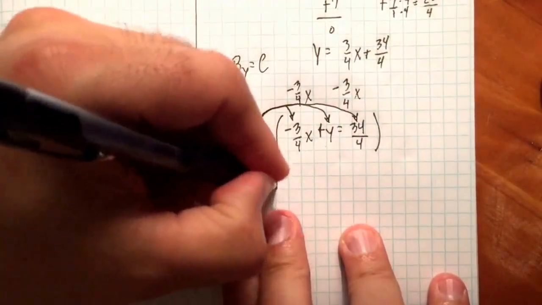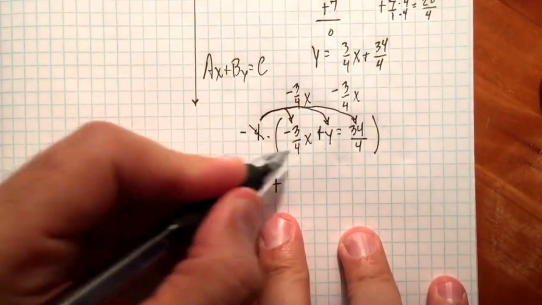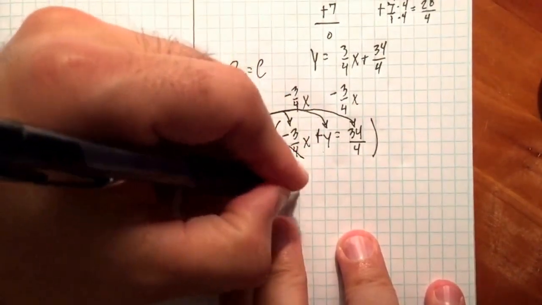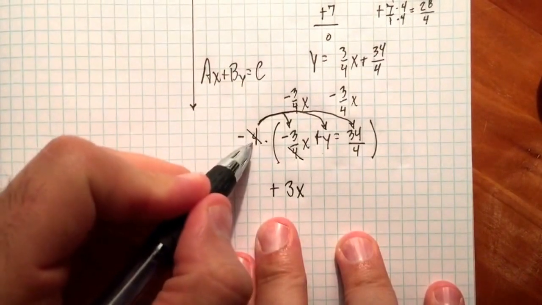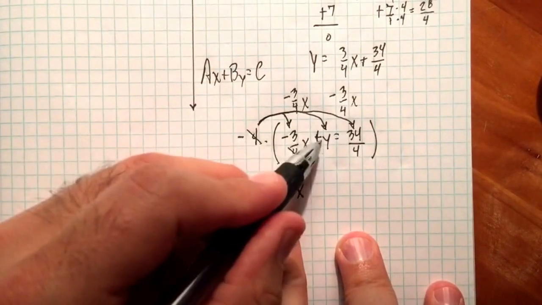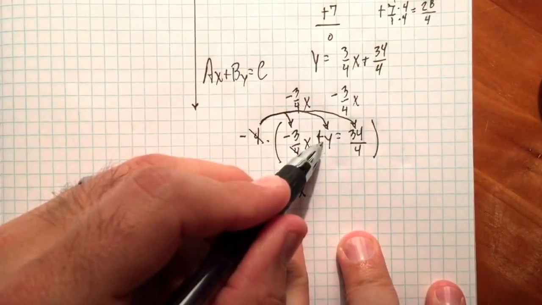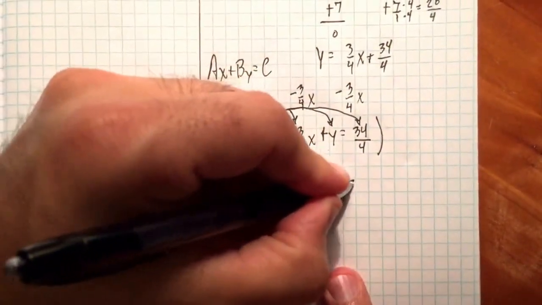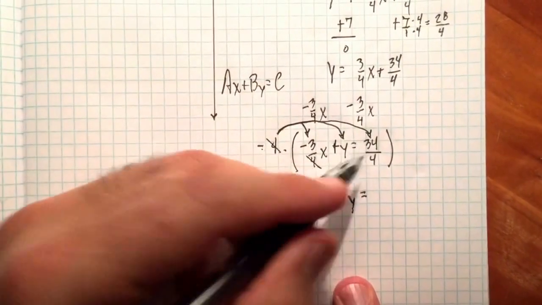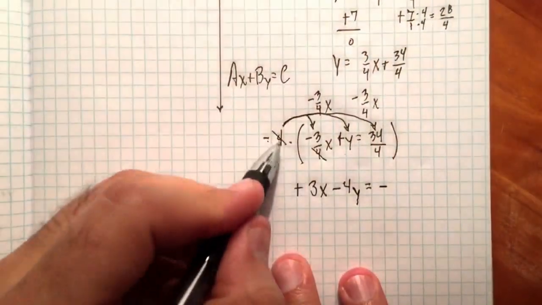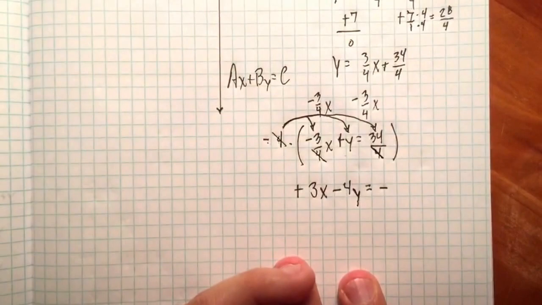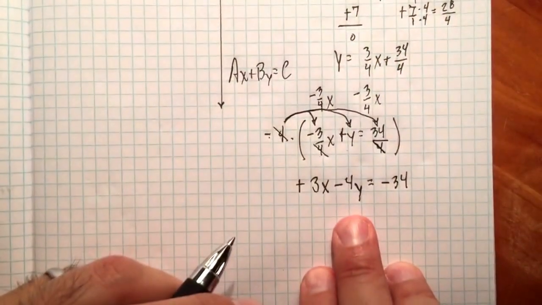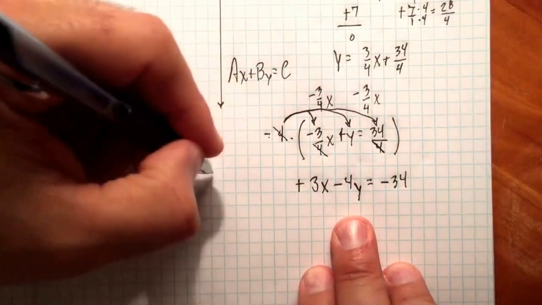Negative and a negative make a positive. The 4 cancels the 4, so I have 3x. I multiply by negative 4 here, so negative 4 times the one y that's here is going to be negative 4y, equals negative and a positive make a negative, and the 4 cancels the 4. So I'm left with 34. And that, ladies and gentlemen, is my standard form equation.